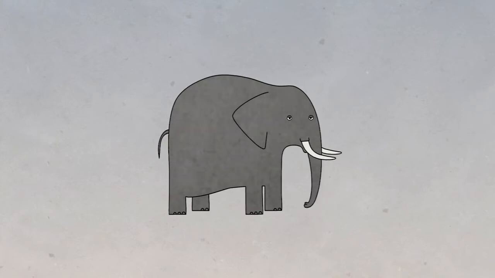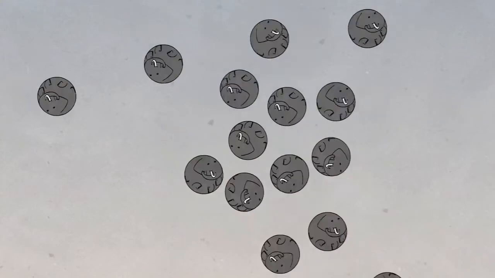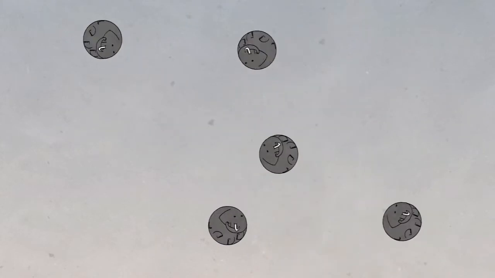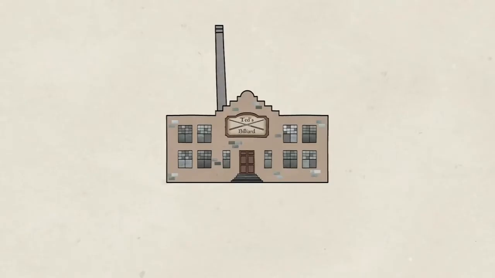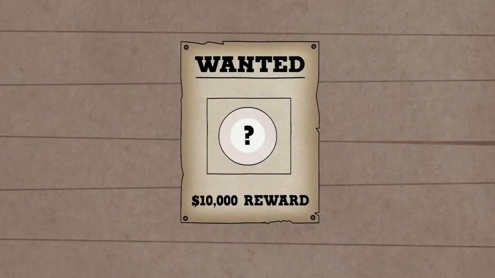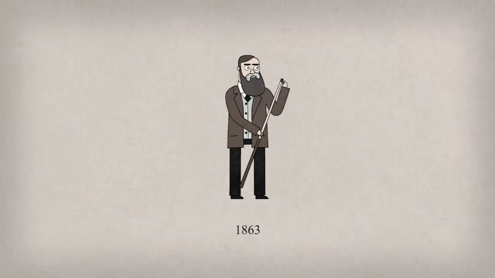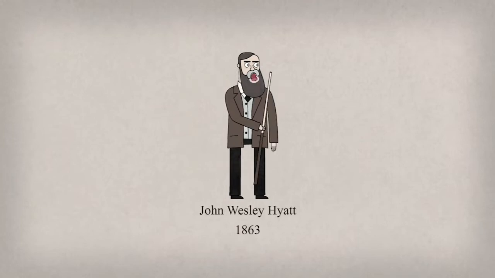But when extensive hunting caused elephant populations to decline in the 19th century, billiard ball makers began to look for alternatives, offering huge rewards. So in 1863, an American named John Wesley Hyatt took up the challenge. Over the next 5 years, he invented a new material called celluloid, made from cellulose, a compound found in wood and straw.